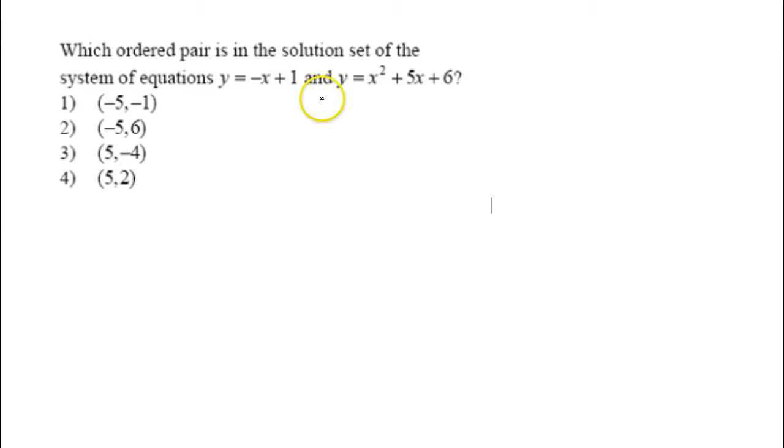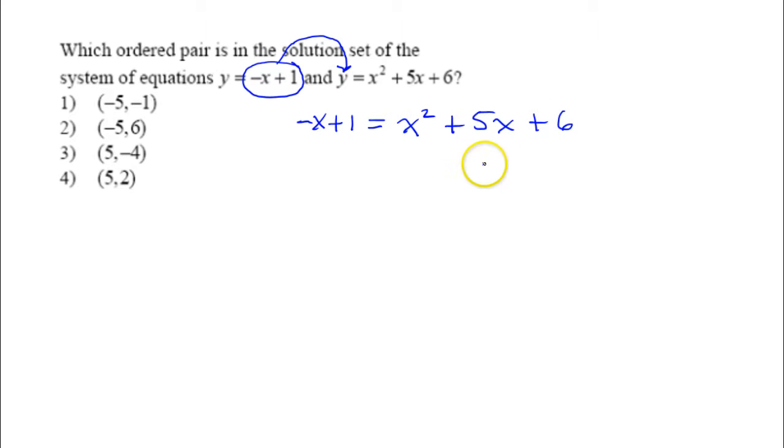In this video, we will be solving this system of polynomial equations. One of the easiest ways to solve a system of equations is substitution, especially when you already have y by itself. Since y equals negative x plus 1, I should be able to take negative x plus 1 and substitute it for y in the other equation. That makes this equation become negative x plus 1 is equal to x squared plus 5x plus 6.